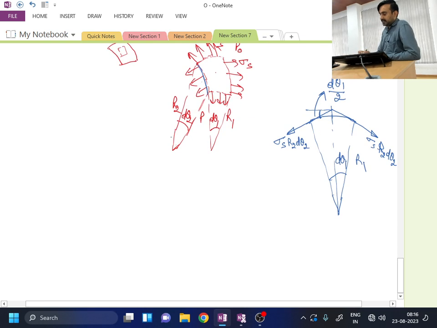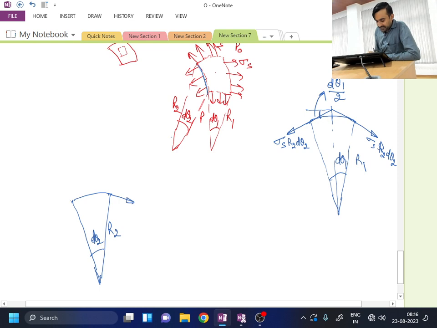Similarly, I can take the other plane. If I take the other plane, that will be r1 and this will be d theta 2. What will be the magnitude of forces now? Now the magnitude of forces will be on this line, so on this line the force will be sigma s into r1 d theta 1. Is this point clear?